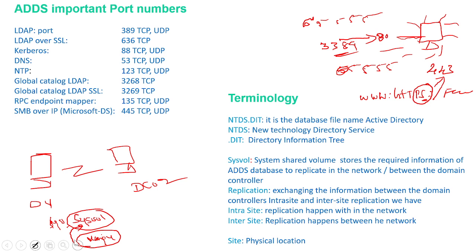Now if the replication happens within those three domain controllers in the Bangalore location, we call it intra-site. And if the replication happens between the Bangalore domain controller and the Hyderabad domain controller, two different physical sites, we call it inter-site. Intra-site means within the network, inter-site means between the networks. So a site means one physical location. You might have heard, my friend has bought a site here, means he has bought one physical place. Correct? Those are the terminologies. Any question here?